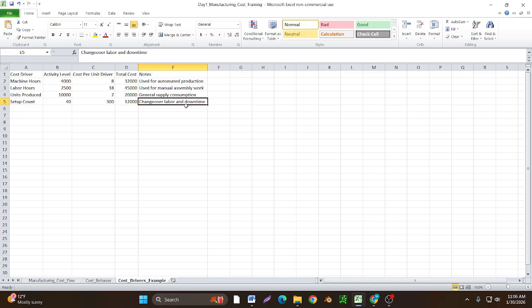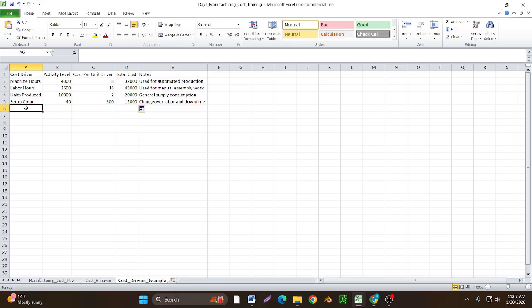Looking at the Excel sheet, we can see total costs tied to each driver. For example, 4,000 machine hours at $8 per hour gives us 32,000. As an analyst, you track these drivers to explain why costs change. And right now, I'm going to show you a formula, although you probably already know this: 4,000 times the 8, and that will give us our number.